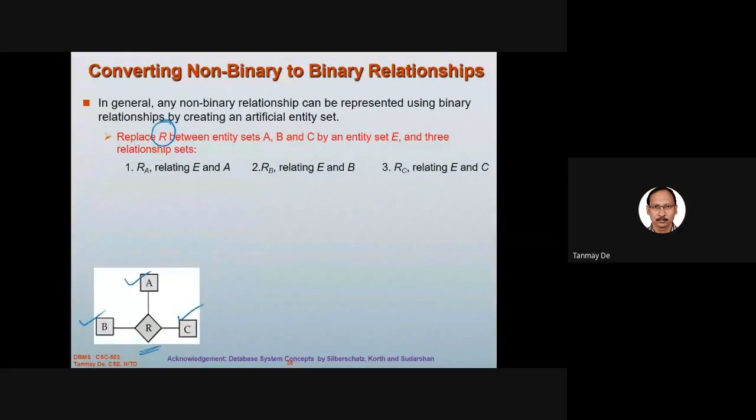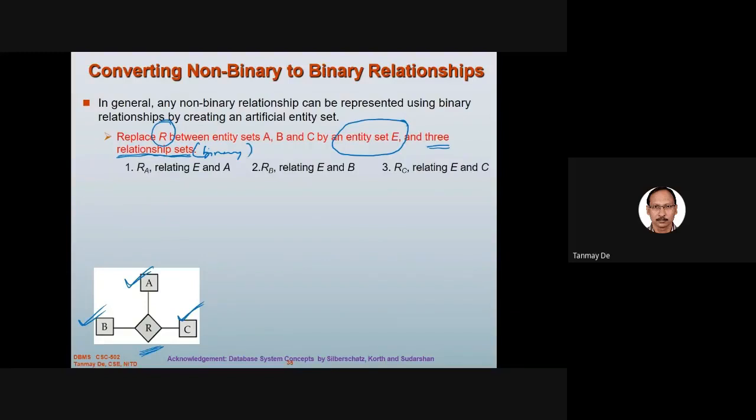R is the relationship in the figure, which is associated with entity set A, entity set B and entity set C. Now if we want to convert this into an equivalent binary relationship set, R is the ternary relationship set, then R is replaced by one of the entity sets. We can create a dummy entity set E and 3 more relationships. These 3 relationship sets are binary.